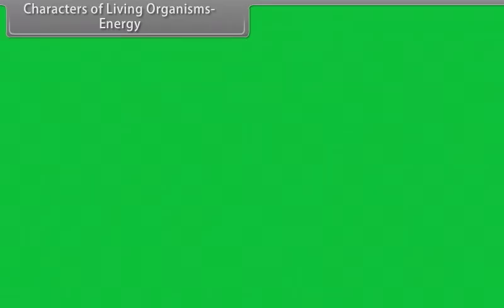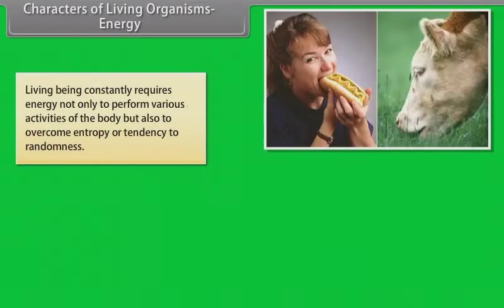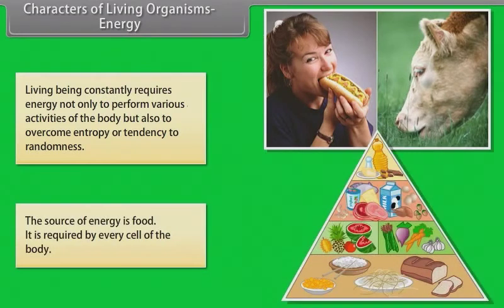Characters of living organisms. Energy. Living beings constantly require energy not only to perform various activities of the body, but also to overcome entropy, or tendency of randomness. The source of energy is food. It is required by every cell of the body.